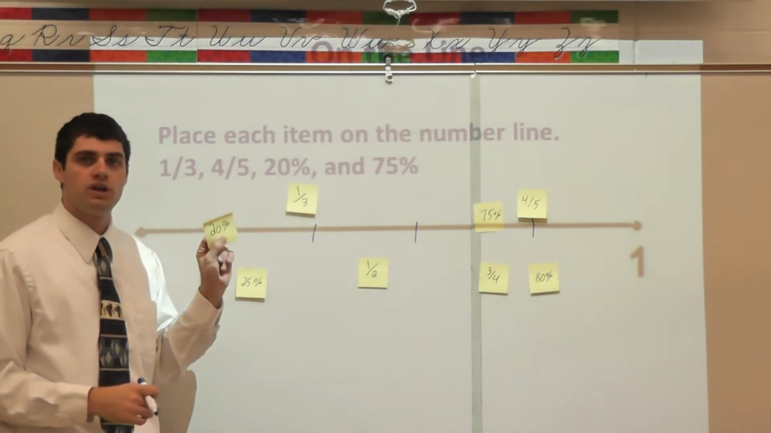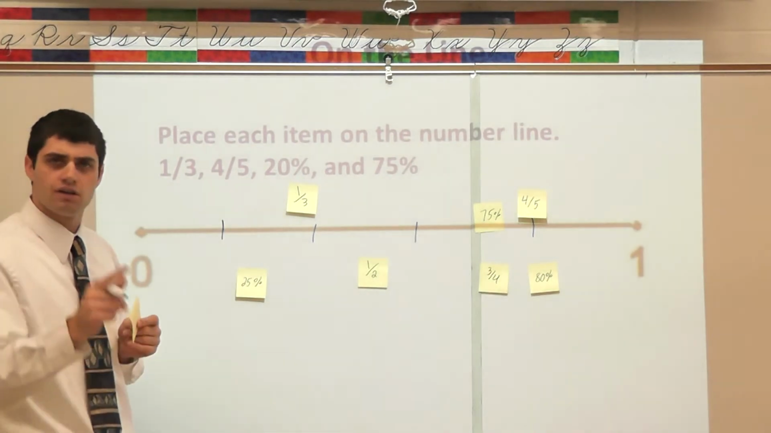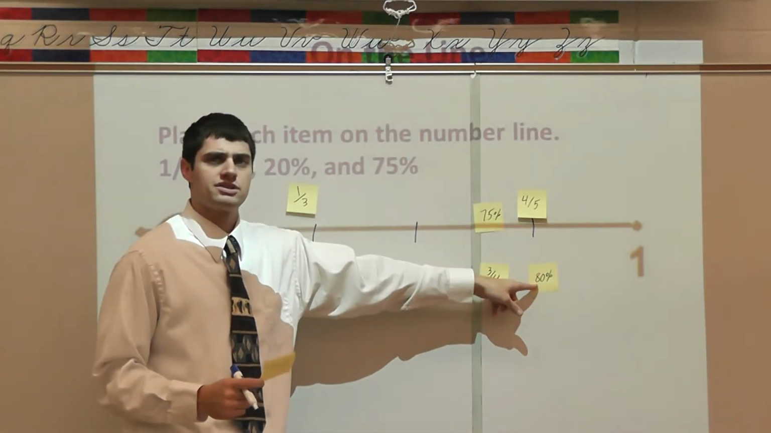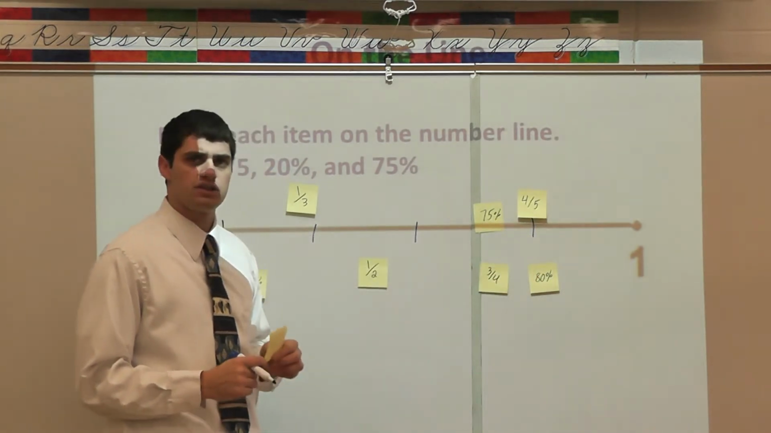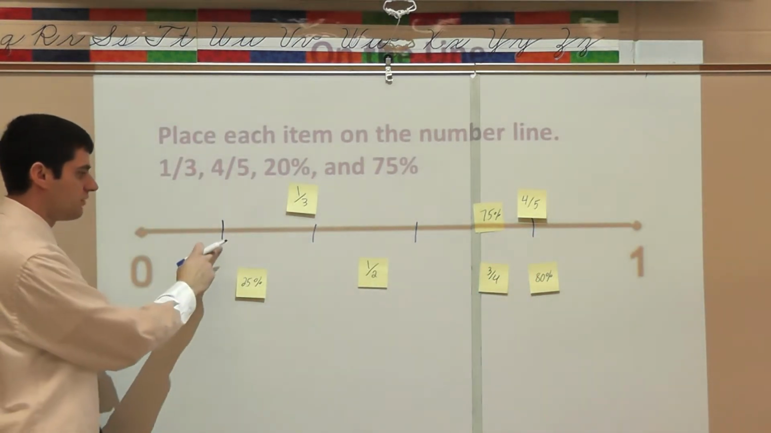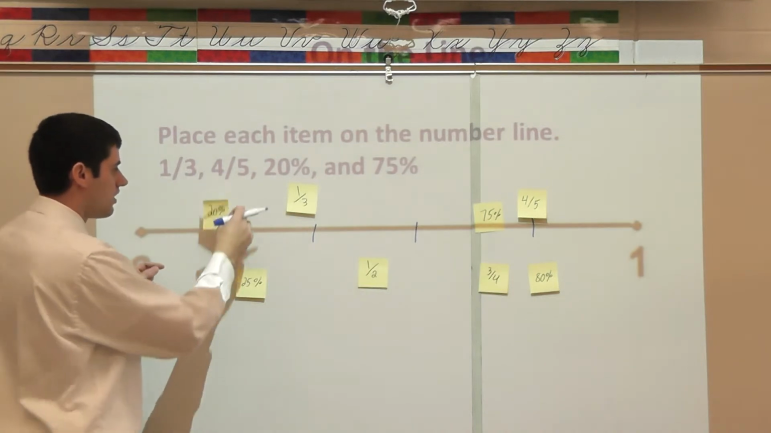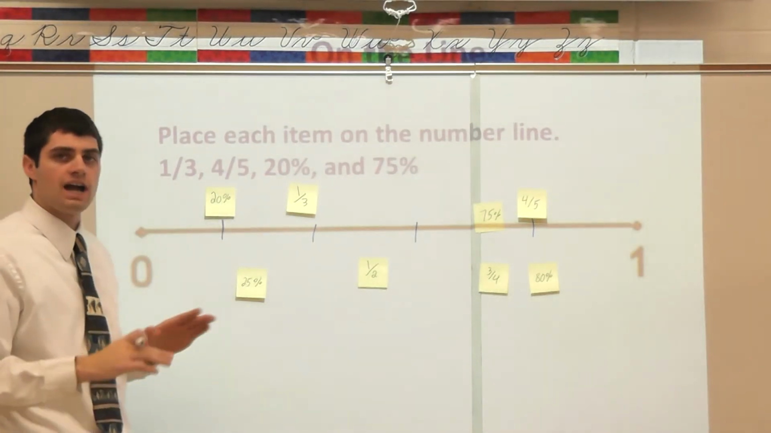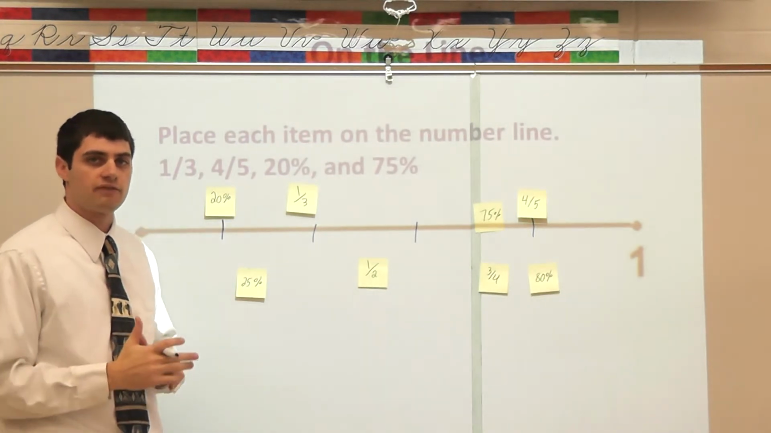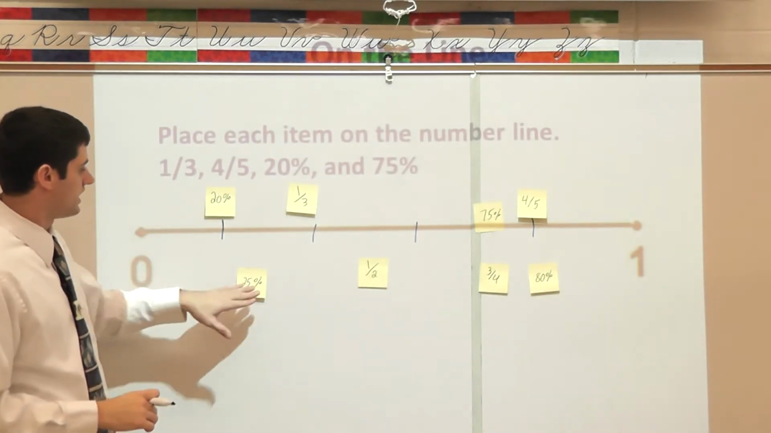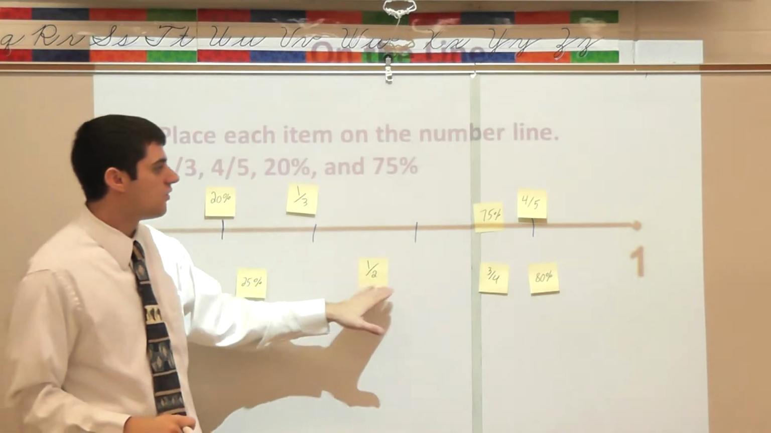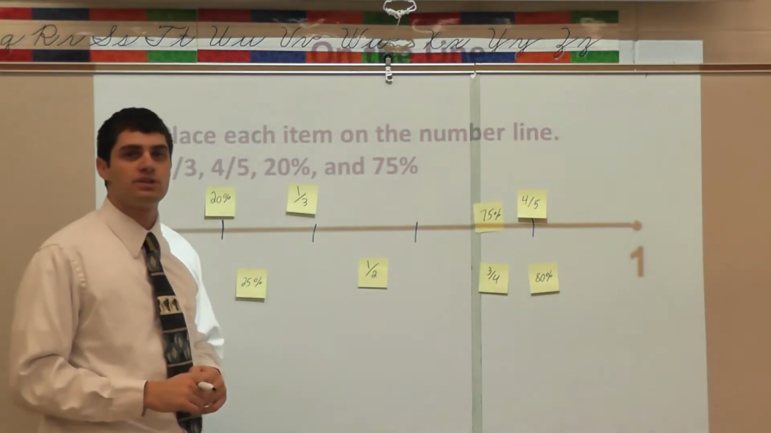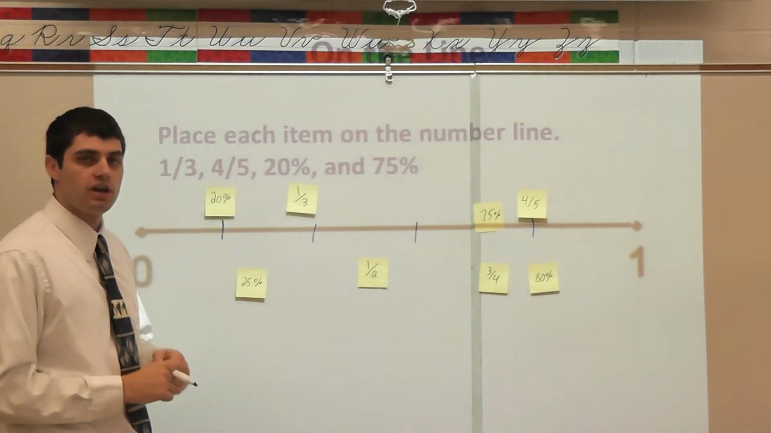And then we're left with 20%. I mean, you guys are doing excellent today. Yeah, 4/5 is 80%, so each fifth is 20%. And you're telling me that this is 1/5? You're right. 1/5 is then 20%. So if I were to look at all these on a number line from 0 to 1 with 20%, 25%, 1/3, 1/2, 75%, 3/4, 4/5, and 80%, I just labeled them all on a number line.